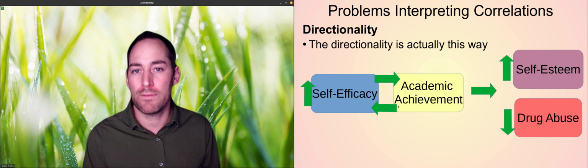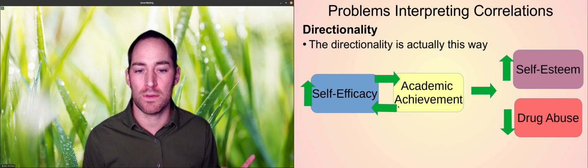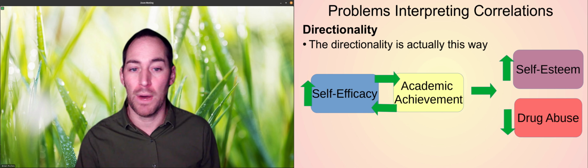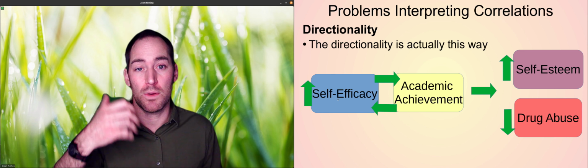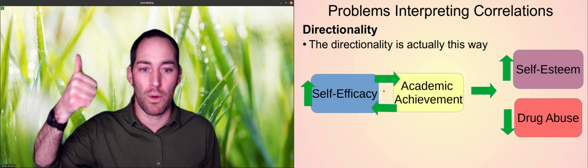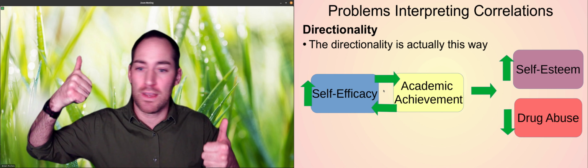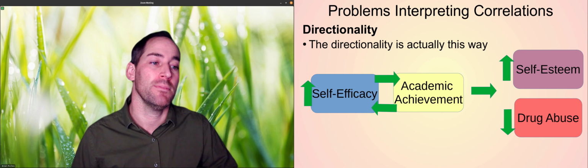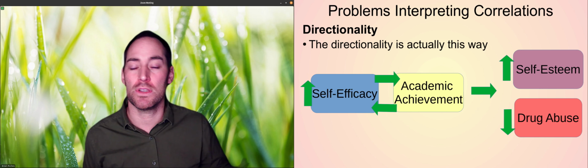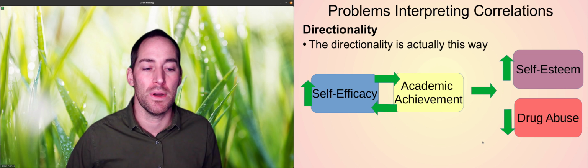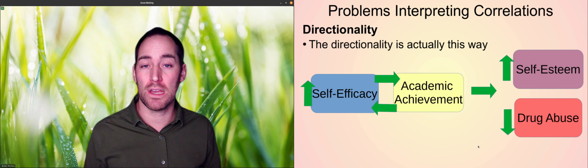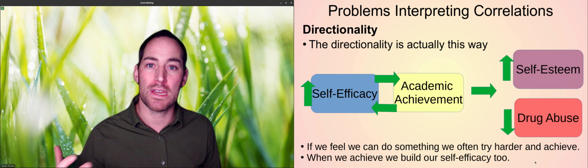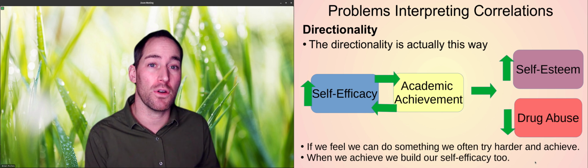If your self-efficacy was decreasing, you could also have negative downward spirals. But we're talking about positives here, so a positive upward spiral of self-efficacy going up, achievement going up. As you achieve, self-efficacy goes up, and academic achievement goes up more. As those things happen, self-esteem goes up, and drug abuse goes down. So it is a more complicated relationship than what we've been talking about with just two variables. If we feel we can do something, we generally try harder to then achieve it.